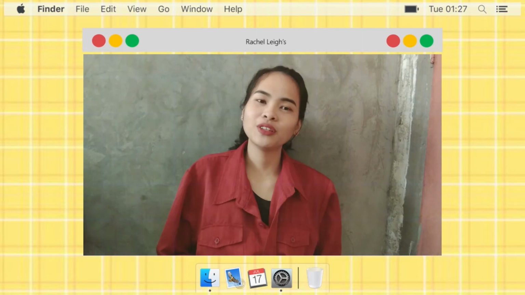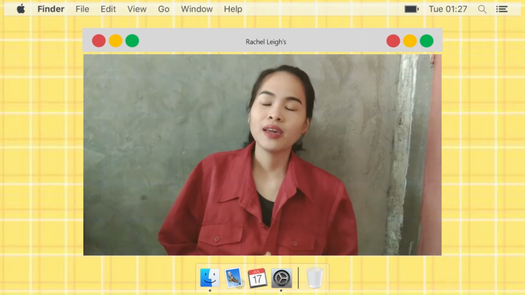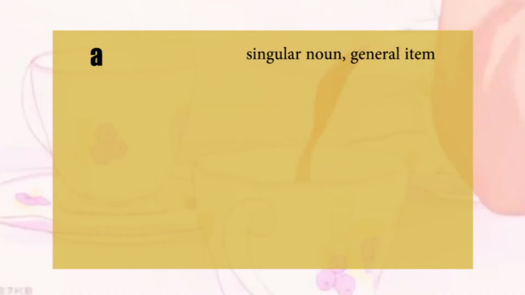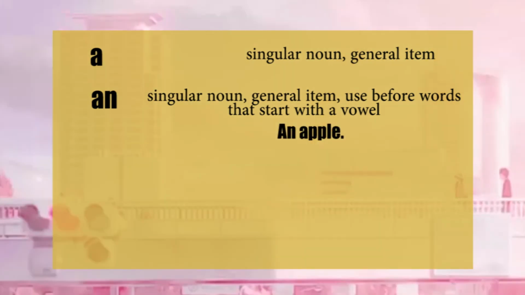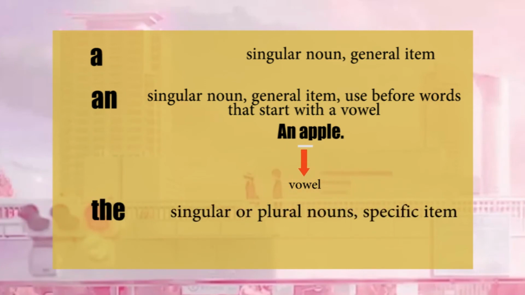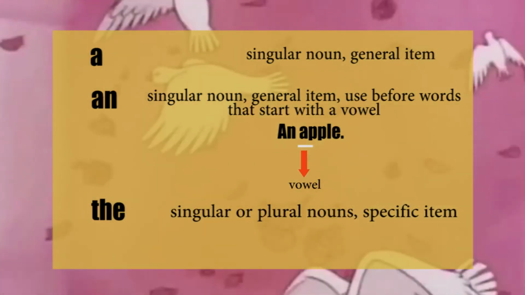So what is the difference between those three? A is used for singular and general items, while an is used for singular and general items but used before a word that starts with a vowel. For example, an apple. Apple starts with the letter A and A is a vowel, while the is used for a word that is singular or plural but is a specific item.